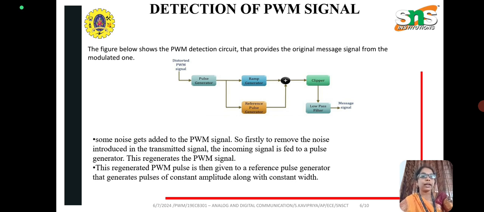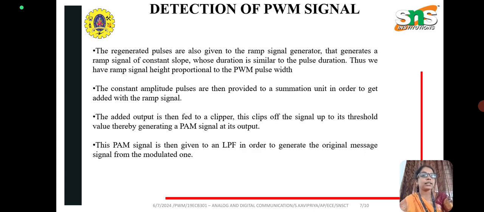This generated PWM pulse is then given to the reference pulse generator that generates pulses of constant amplitude along with constant width. The generated pulse is also given to the RAM generator that generates a RAM signal of constant slope, whose duration is similar to that of the pulse duration. The constant amplitude pulses are then provided to the summation unit to be added with the RAM signal.